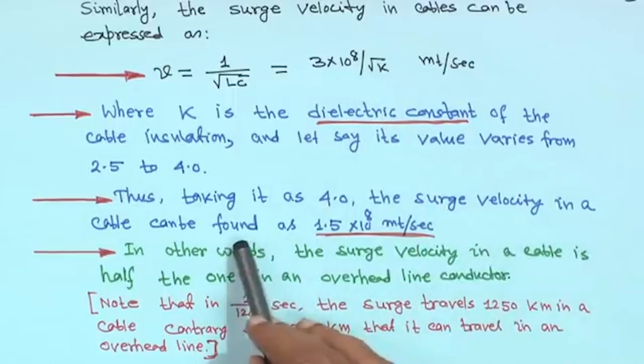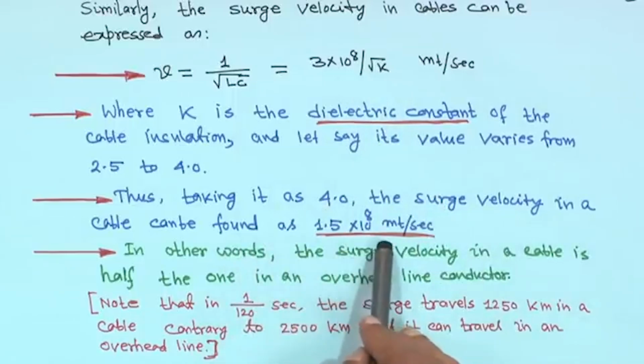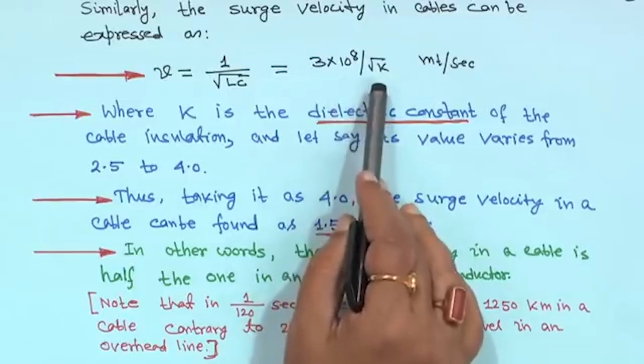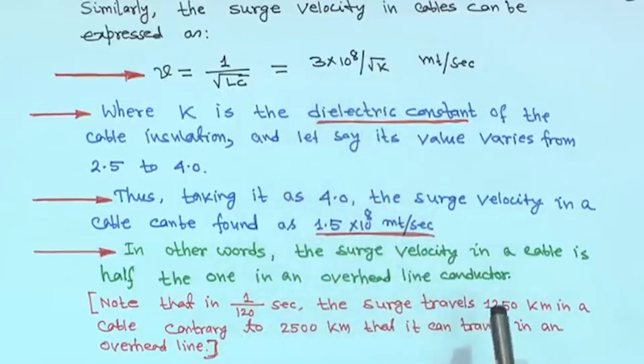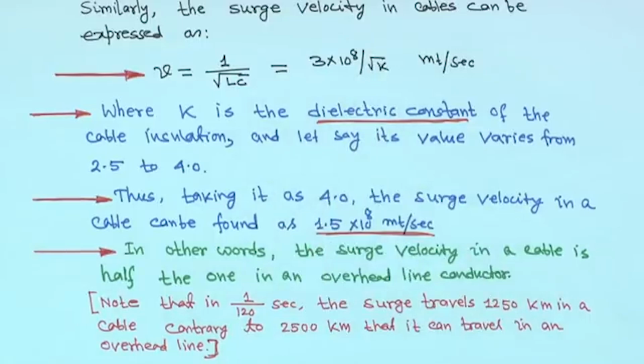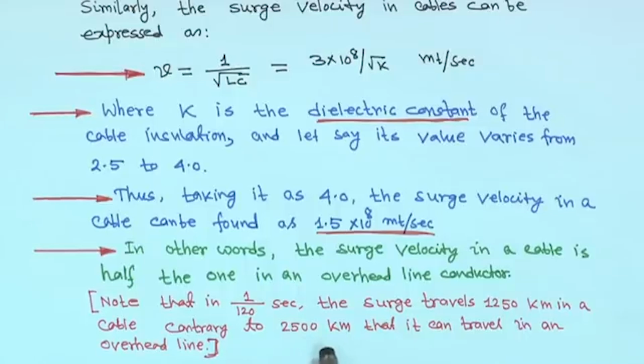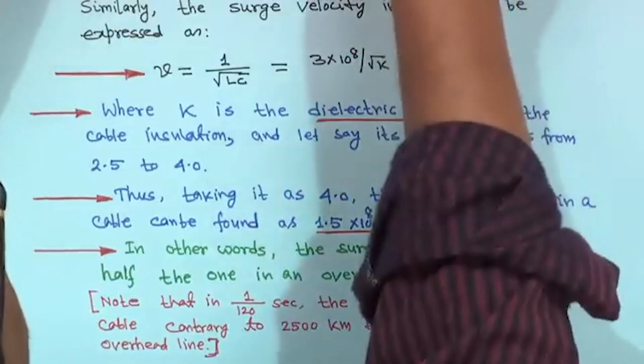The surge velocity in a cable can be found as 1.5 into 10 to the power 8 meter per second, because 3 by 2 is 1.5. In other words, the surge velocity in the cable is half the one in overhead line conductors, if the value of K is 4. So, in one 120th of a second the surge travels 1250 kilometers in a cable, as compared to the overhead transmission line, where it was 2500 kilometers, as I showed you. But in the case of cable it will travel 1250 kilometers. This is due to the dielectric.